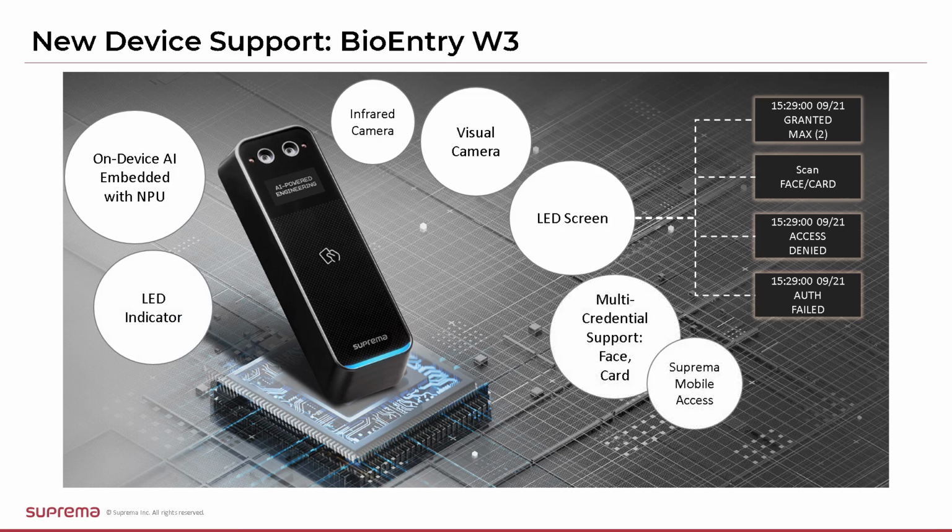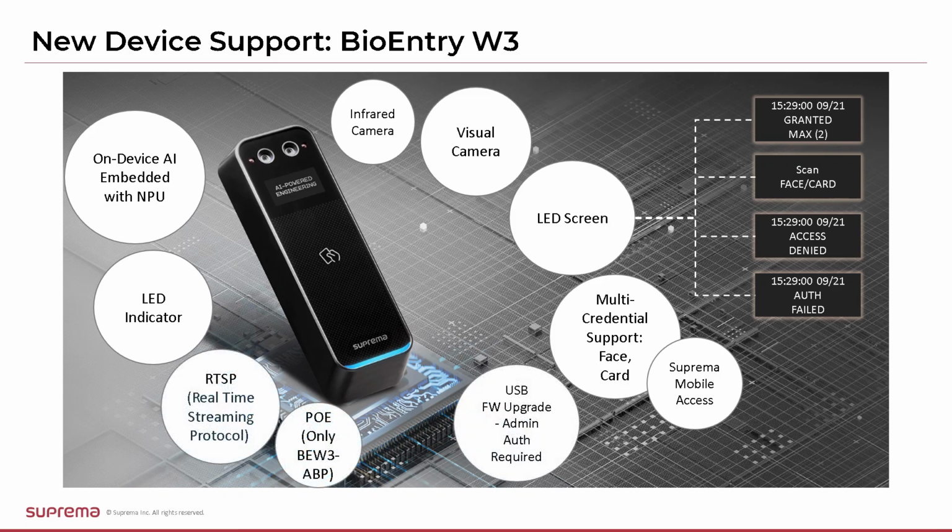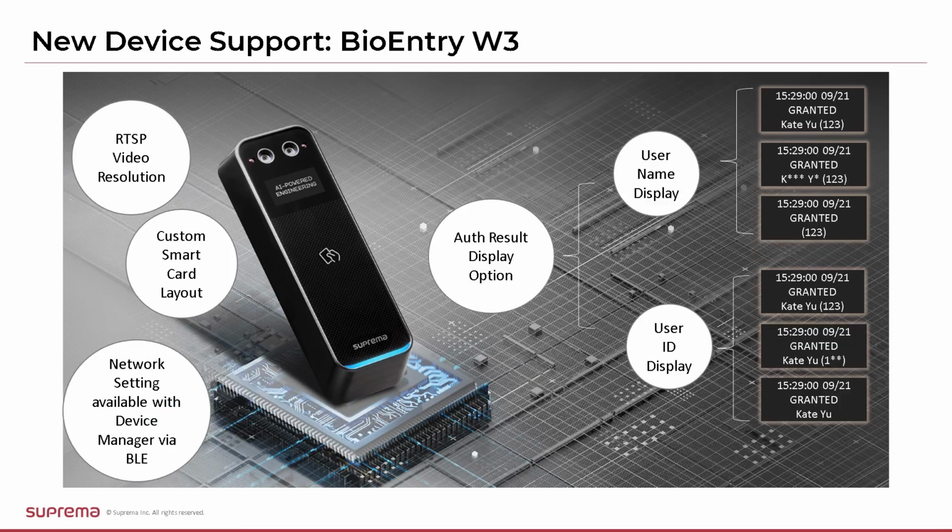Available credentials include card, visual face, and Suprema Mobile Access. In addition, it supports real-time streaming protocol and PoE, and for the administrator level, it also supports a firmware upgrade function using USB. Additionally, it has a function to display only the username or part of the user ID, or hide it, through the auth result display option. And using Device Manager version 1.2.0, a device configuration app developed by Suprema, it is now possible to set the network information of the device through BLE communication.